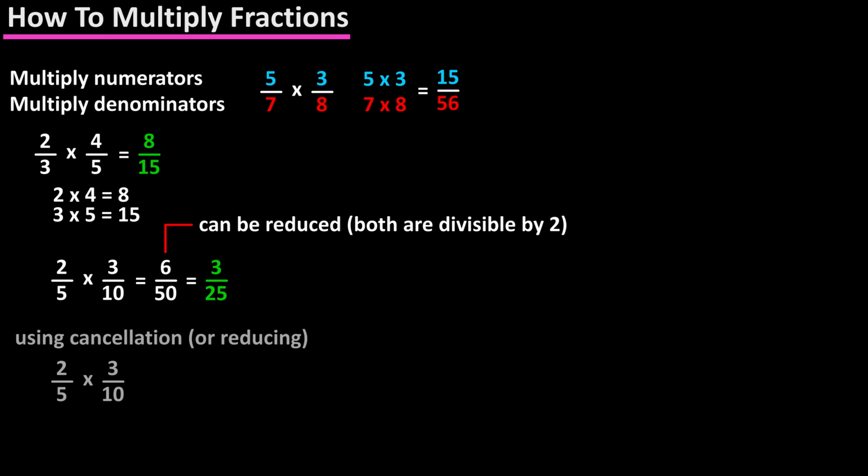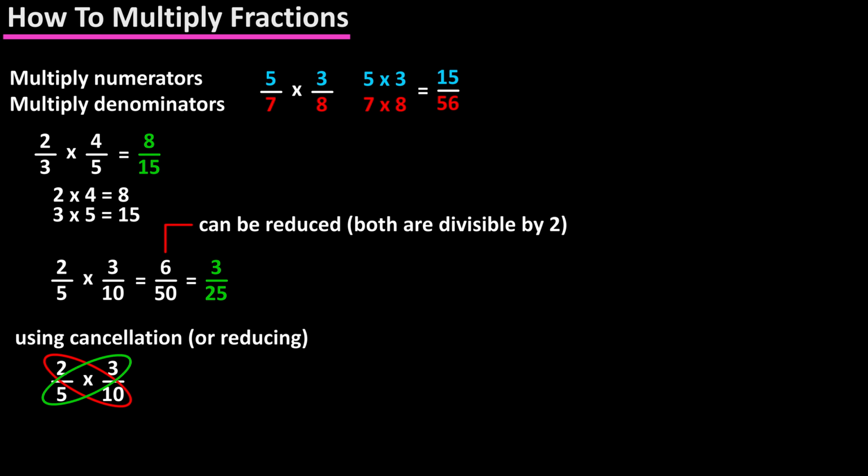And we can also use cancellation if possible, where we look at the numerator of the first fraction and the denominator of the second fraction, and the numerator of the second fraction and the denominator of the first fraction. In comparing these numbers, if there's a common multiple, a number that can be divided evenly into both of the numbers, we can cancel or reduce.